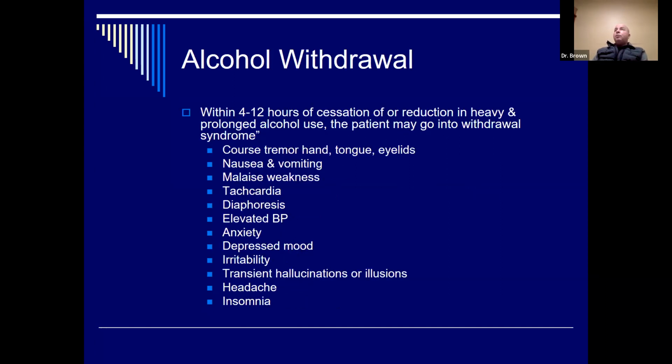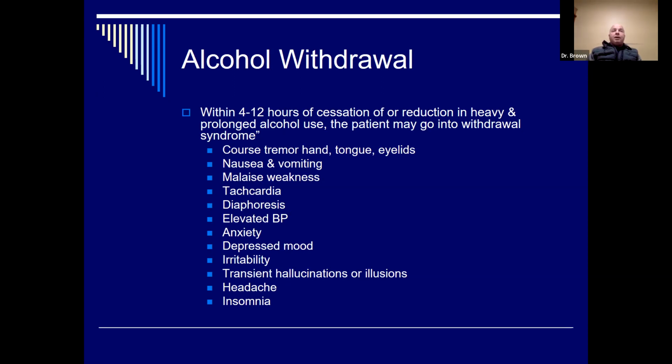So withdrawal normally starts within 4 to 12 hours after the last drink. That's why it's very important, when you're in clinical or when you become nurses and somebody has a diagnosis of alcohol dependence, to ask them when their last drink was. Okay, when their last drink was.